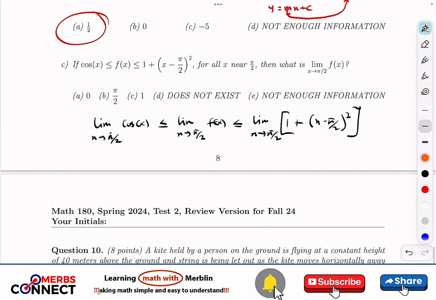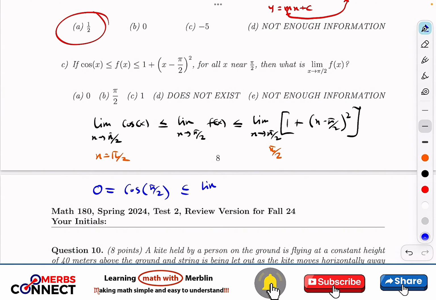So what is happening here? I'm just going to set x equal to pi on 2 in each, because we can do direct substitution. Plug it in. Cos of pi on 2. Now the question is, what is cos of pi on 2? Cos of pi on 2 is, I think, 0. So this is 0.